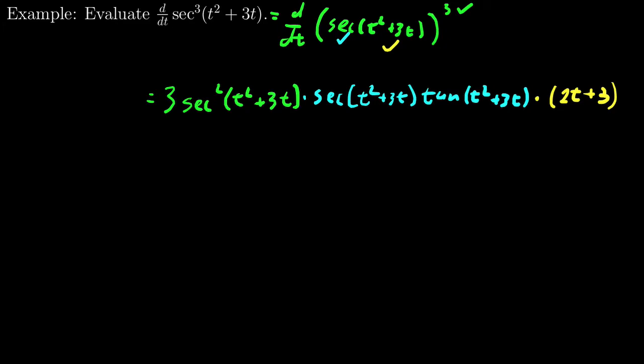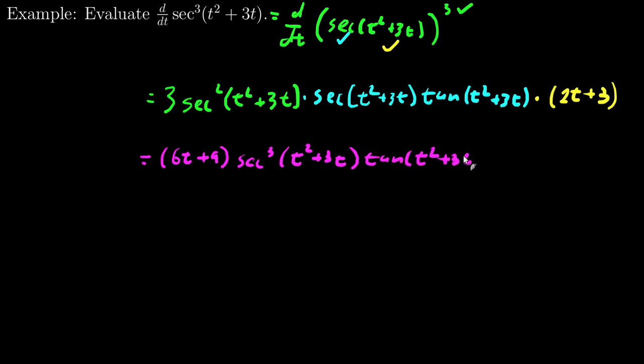And there's not much I can do here. I guess the only logical thing I can think of to do would be to maybe even distribute this 3 to the only algebraic factor we have. And so I would get 6t plus 9 times, I can multiply the secant squared times the secant because they have the same input. So I would have secant cubed t squared plus 3t times the tangent of t squared plus 3t. And that seems to be about as reduced as I can get it.